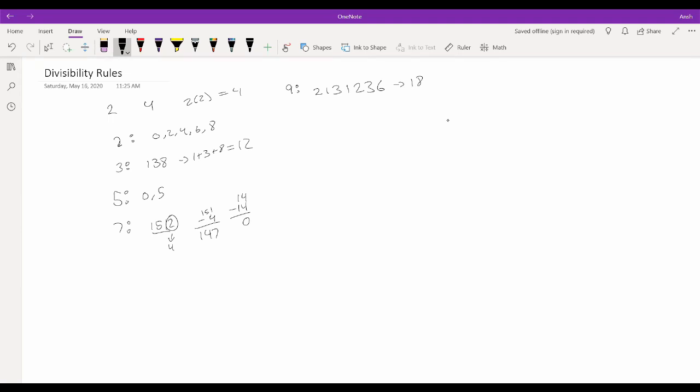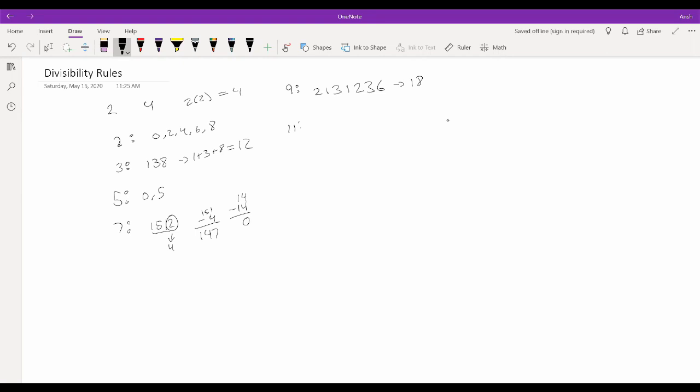And the last major divisibility rule that you'll have to use in competition math is 11, which is actually somewhat frequently used. It involves taking the sum of all the odd place digits minus the sum of all the even place digits. And if that's divisible by 11, the overall number is divisible by 11.